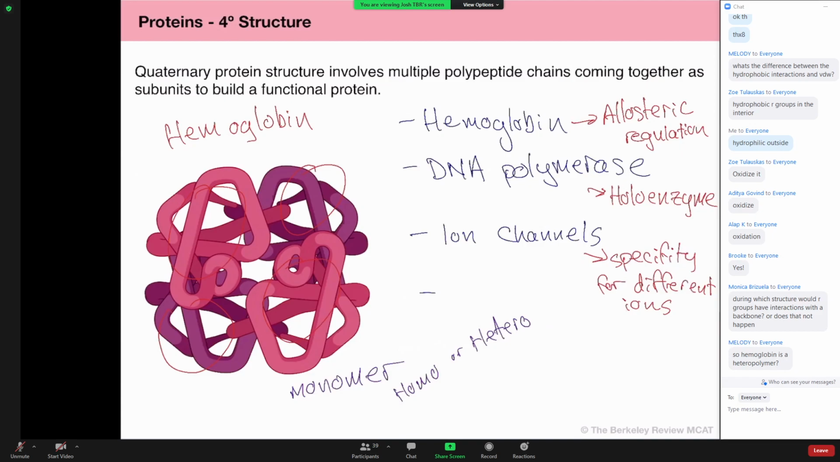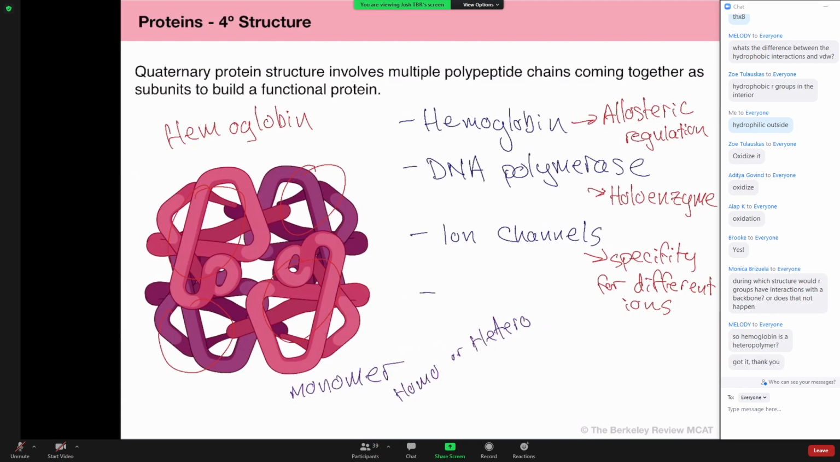And then someone asked, hemoglobin, is it a heteropolymer? Tetramer is how you would say it. So hemoglobin has different subunits. There are these two that are the same and these two that are the same, but there are 4 subunits in hemoglobin, so it's a tetramer. Mono meaning 1, dimer meaning 2, trimer meaning 3, tetramer meaning 4, pentamer meaning 5, hexamer meaning 6, heptamer meaning 7, octamer meaning 8, and so on and so forth. So it's a tetramer, and because there are different subunits on it, it's a heterotetramer. Yeah, good question.